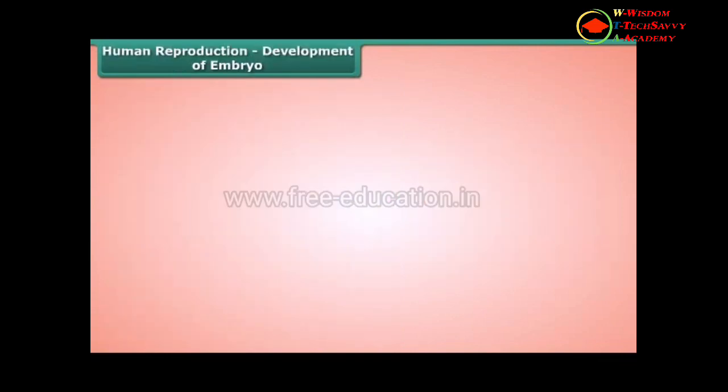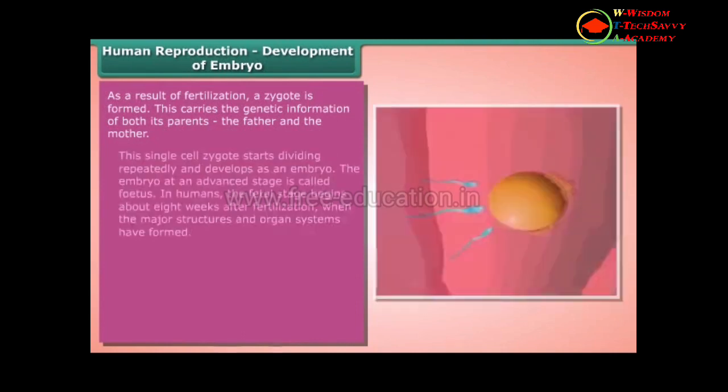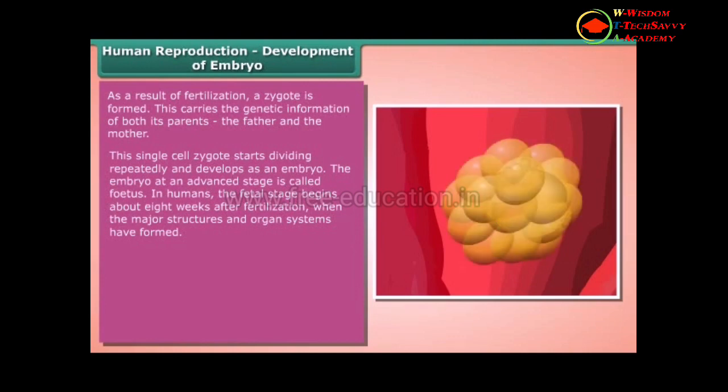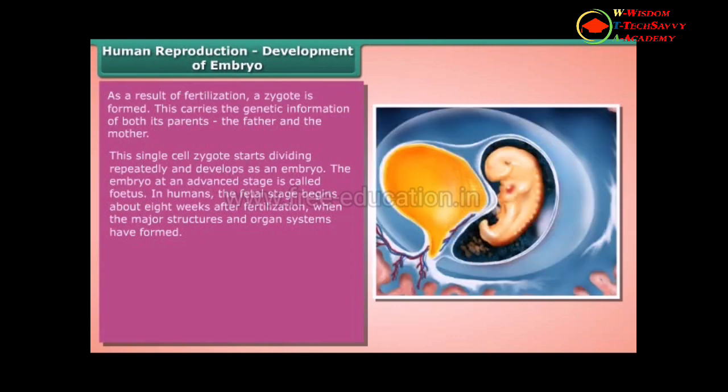Human reproduction, development of the embryo. As a result of fertilization, a zygote is formed. This carries the genetic information of both its parents, the father and the mother. This single-cell zygote starts dividing repeatedly and develops as an embryo. The embryo at an advanced stage is called a fetus. In humans, the fetal stage begins about 8 weeks after fertilization, when the major structures and organ systems have formed.